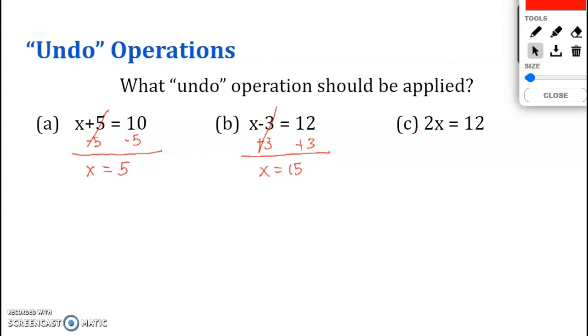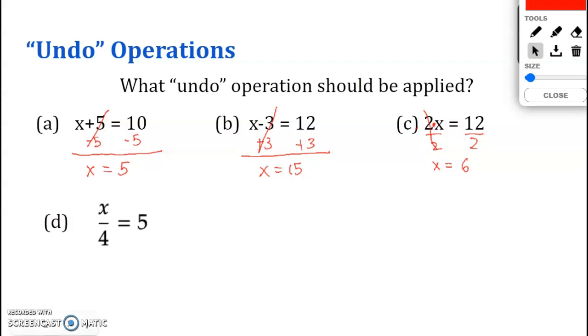So I know that 2 is being multiplied to x. How do I undo multiplying by 2? There is an invisible multiplication symbol right there. 2 is being multiplied to x, I don't want this 2 there, so what is the undoing of multiplication? That's dividing by 2. That becomes my giant one, and you're left with x is equal to 12 divided by 2, which is 6. Okay?